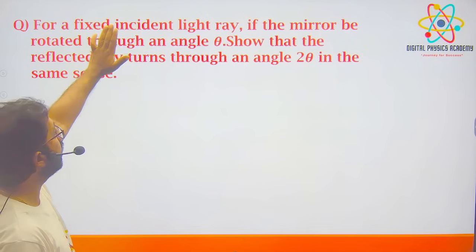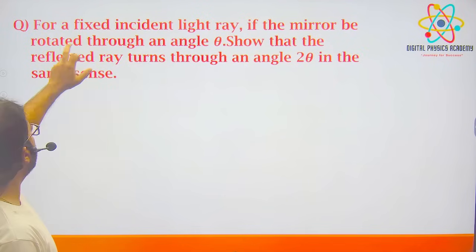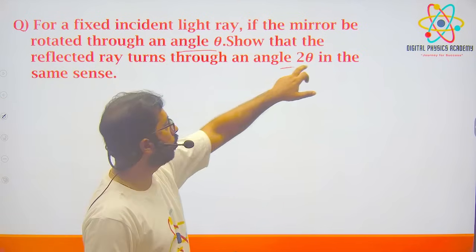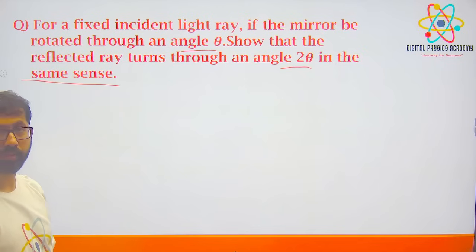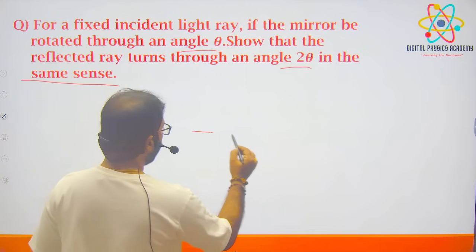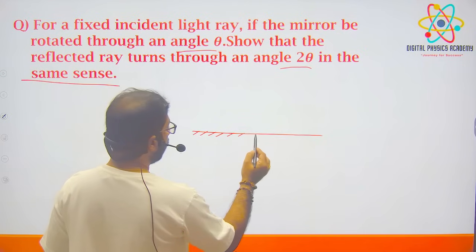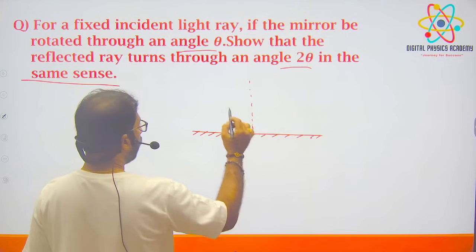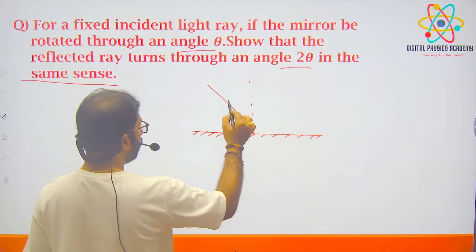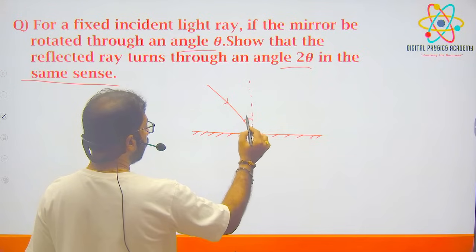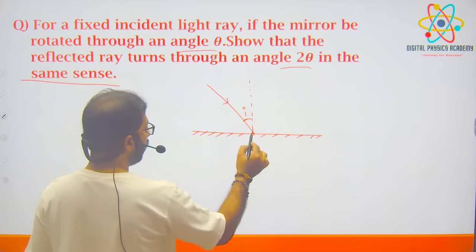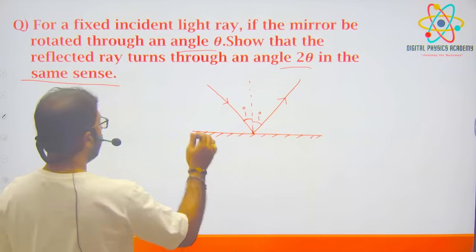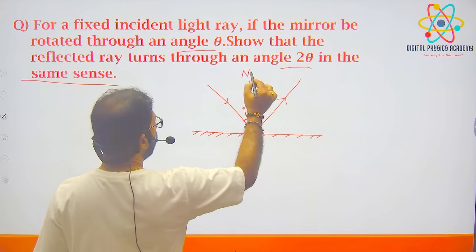For a fixed incident light ray, if the mirror is rotated through an angle theta, show that the reflected ray turns through an angle 2 theta in the same sense. What is it saying? Suppose you have a plane mirror. This is a normal. This is the angle of incidence, I call it i. Angle of reflection is also i only.